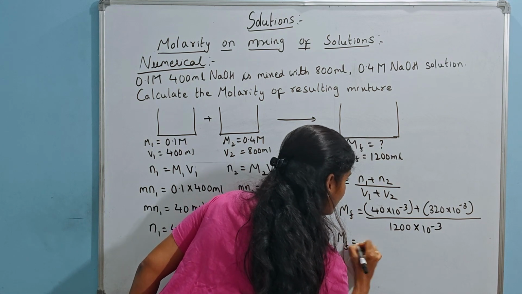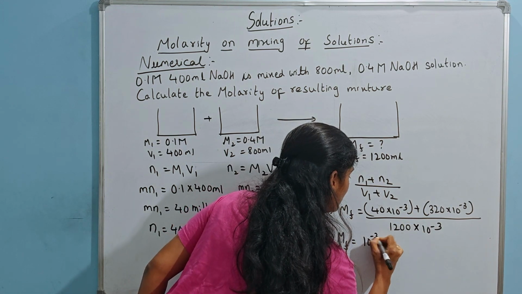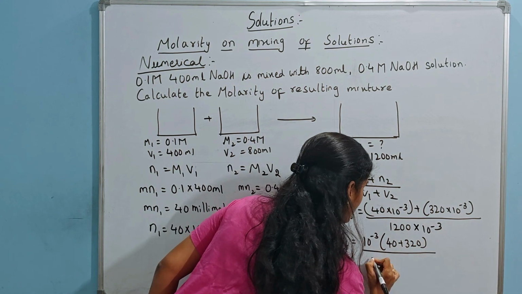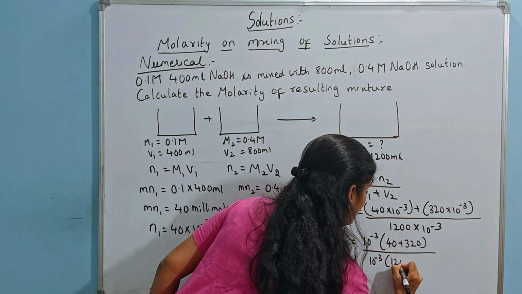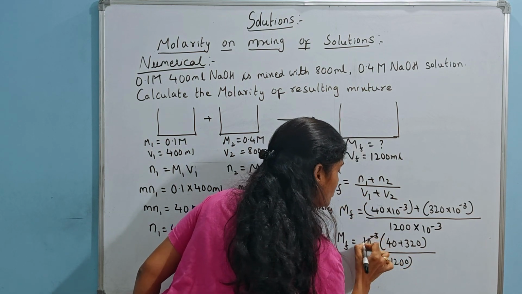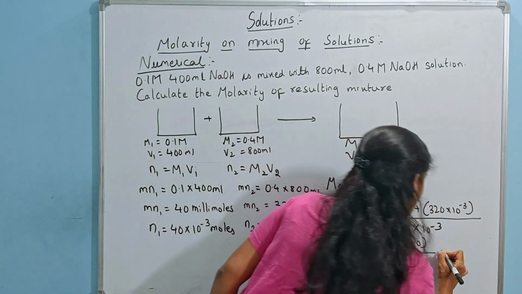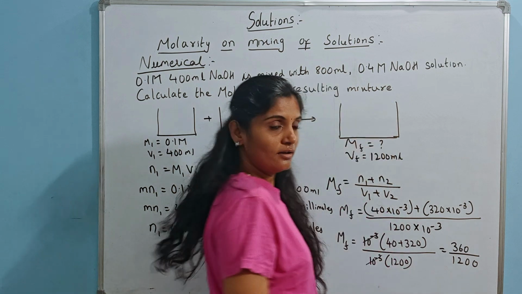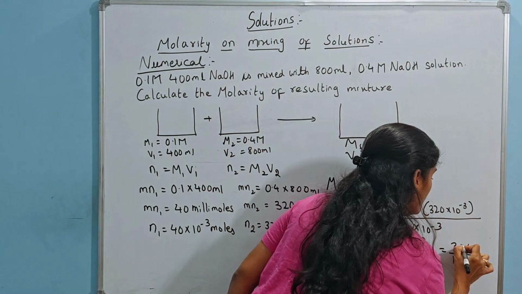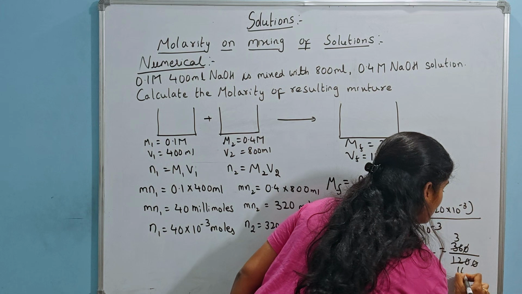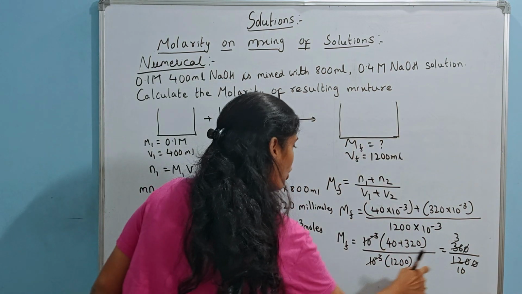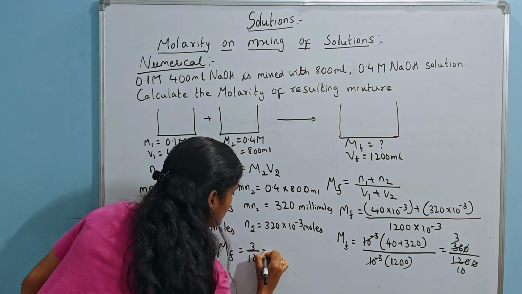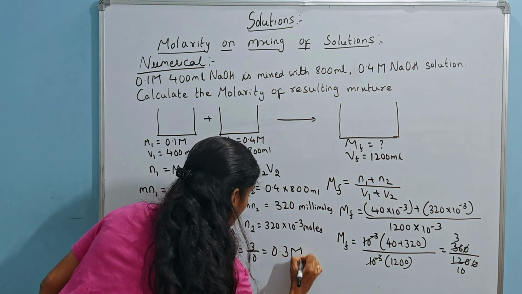Now final molarity is, if I take 10 to the power of minus 3 as common here, 40 plus 320 divided by 10 to the power of minus 3 into 1200. I can cancel out 10 to the power of minus 3 and 10 to the power of minus 3. So it will be equal to 360 divided by 1200. I will cancel out 0, 0, 12 3s are 36, 12 10s are 120. So how much will I get? Final molarity is equal to 3 by 10, that is 0.3 molar.